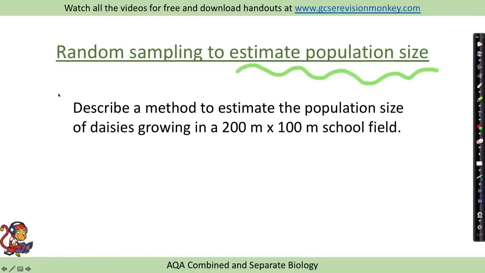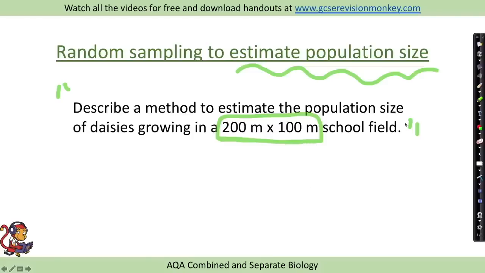So for example, you might get a question a little bit like this that says, describe a method to estimate the population size of daisies growing in a 200 metre by 100 metre school field. These numbers here will come up a little bit later on in our calculation.